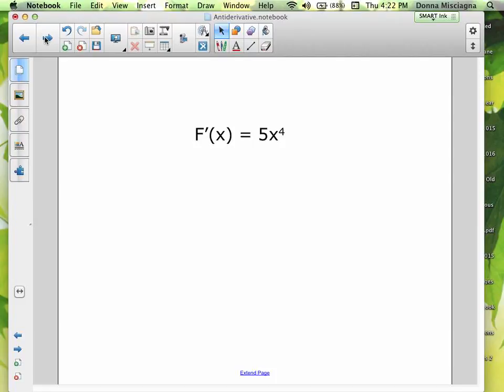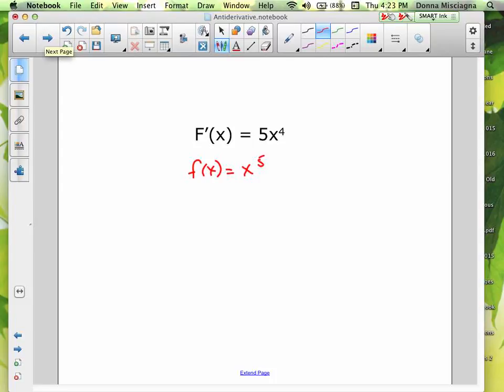All right, so here's my next one. The derivative is 5x to the 4th. What's the function that has 5x to the 4th as its derivative? Okay. Welcome back. If you wrote down x to the 5th, you are correct. If I take the derivative of x to the 5th, the 5 moves in front, and I decrease the exponent by 1. Okay, so it would be 5x to the 4th.